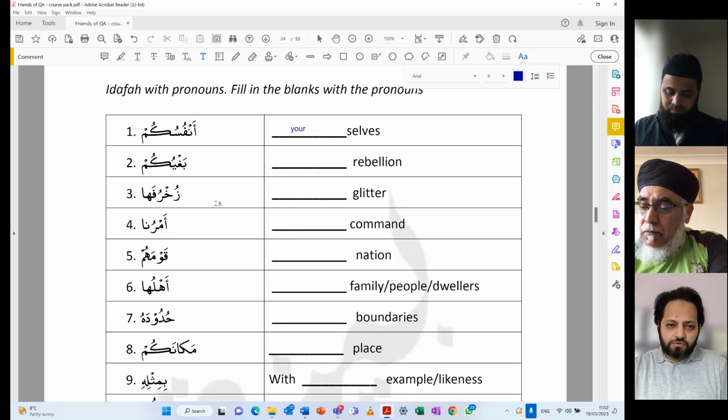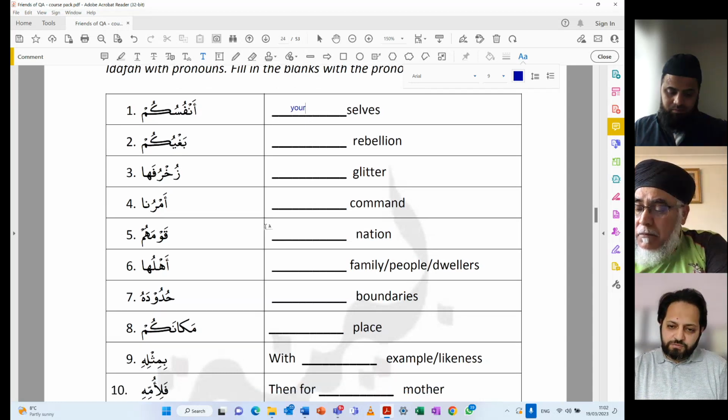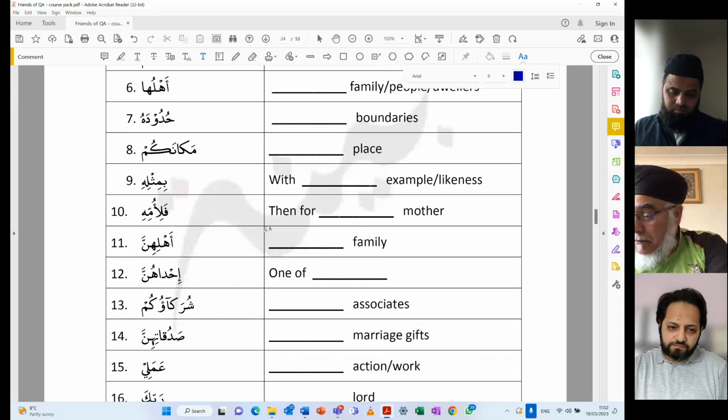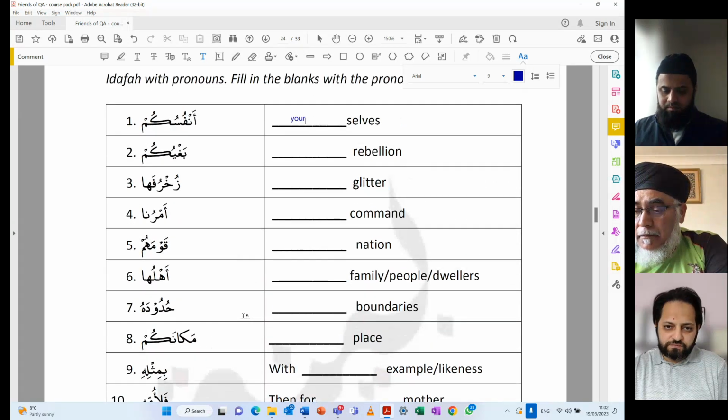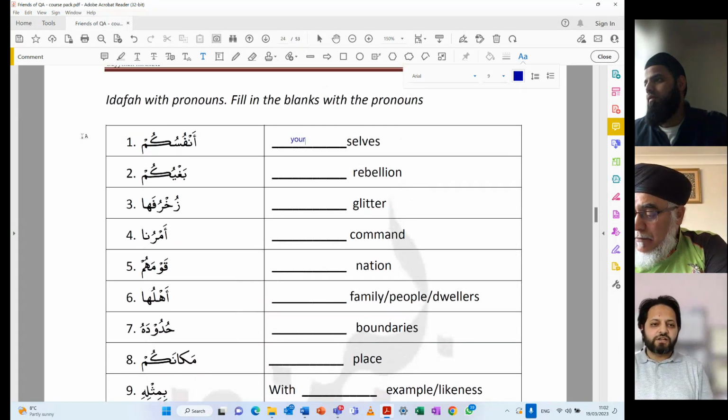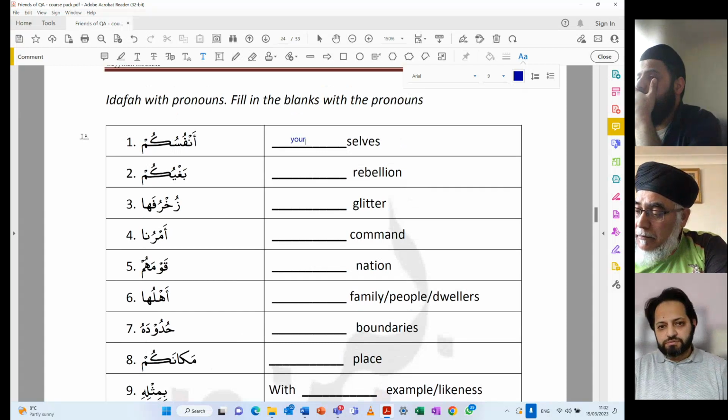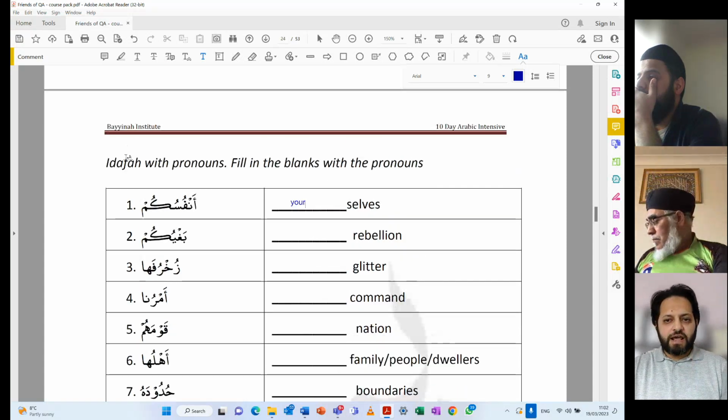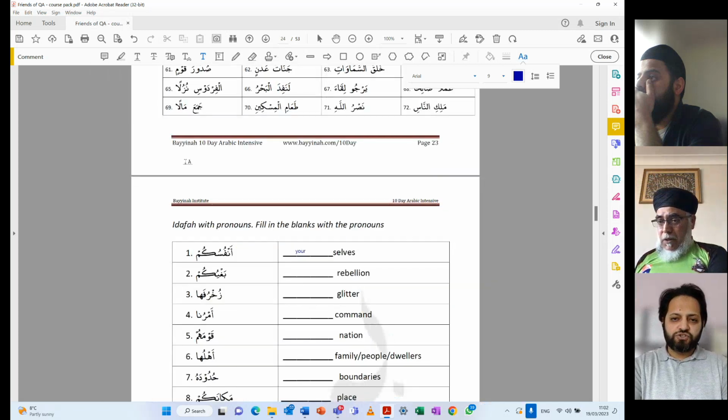It will help you. All of that is possible. You can do all of that. There's nothing tricky about it now that we have done the Idafah with the pronouns. Try it, and if there's any challenge, put it on WhatsApp. Inshallah, I'll help. Okay, so page 24 and page 20, was it?